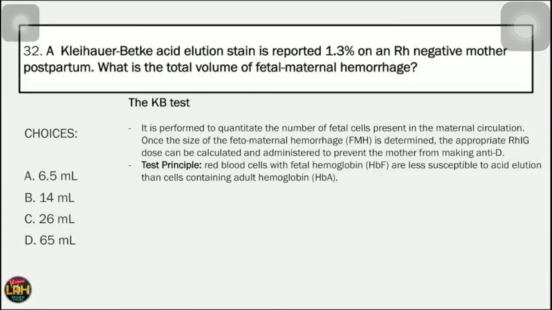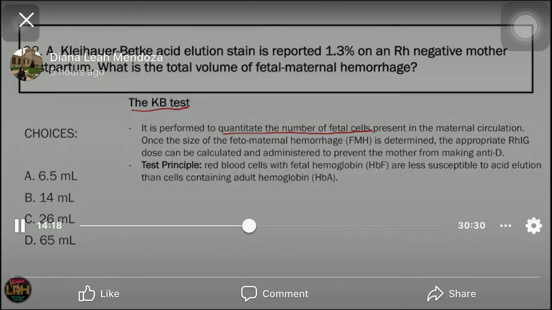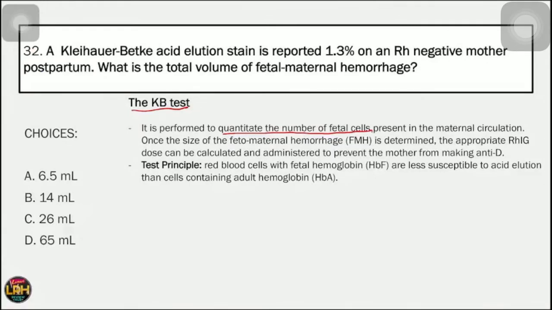For number 32, a Kleihauer-Betke acid elution stain is reported to have 1.3% on an Rh negative mother postpartum. What is the total volume of fetal maternal hemorrhage? Recall that the Kleihauer-Betke test is an elution test. This is performed to quantitate the number of fetal cells present in the maternal circulation. This is done after the screening test or the Rosette test. Once the size of the fetal-maternal hemorrhage is determined, the appropriate RHIG dose can be calculated and administered to prevent the mother from making an anti-D.